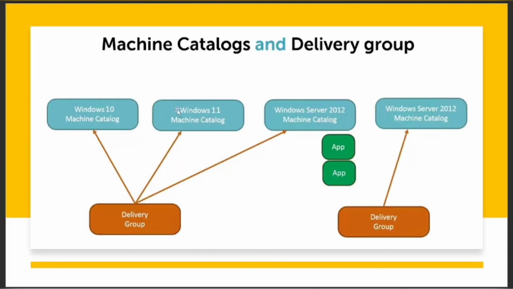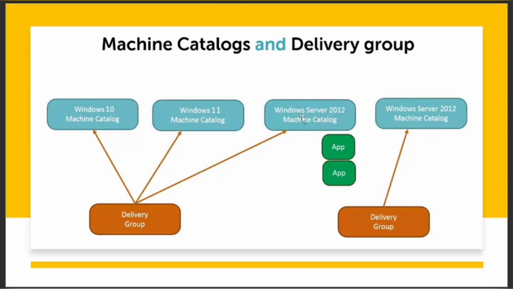One is multi-session and one is single session OS. As you can see here, Windows 10 and Windows 11 will be single session OS because each user can use one machine at one time. Two users cannot access this machine because this is just a single session OS. If one session is already running, the second session cannot be established.